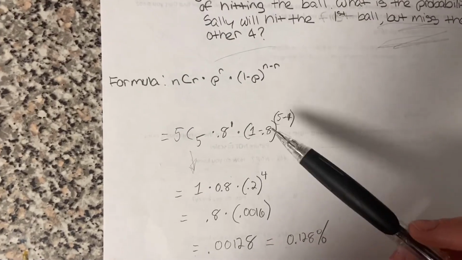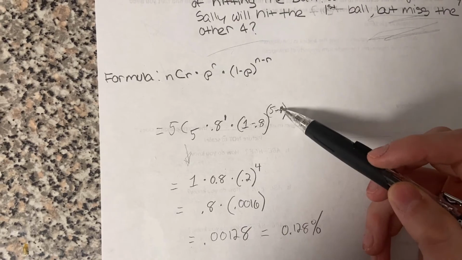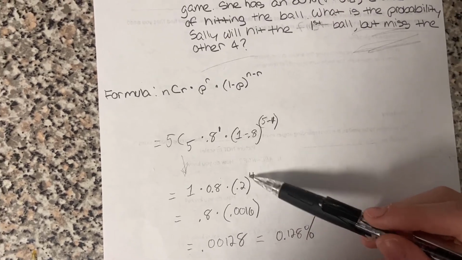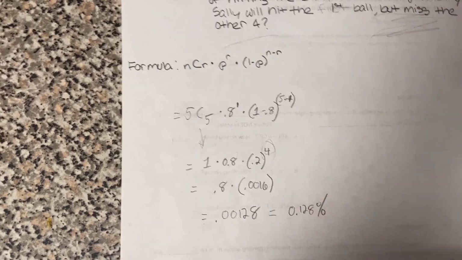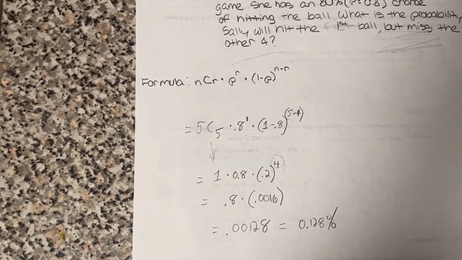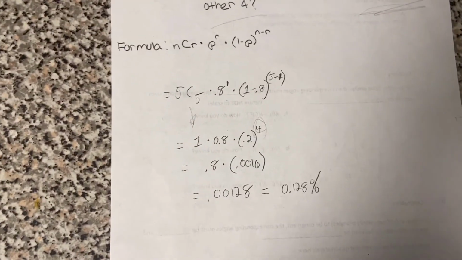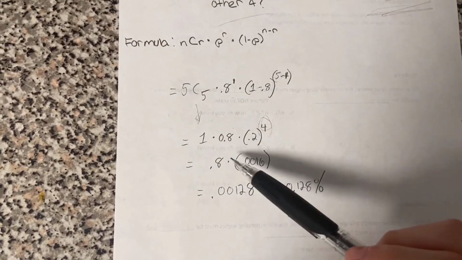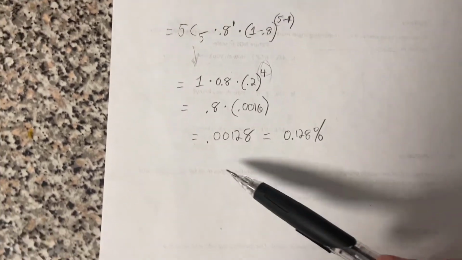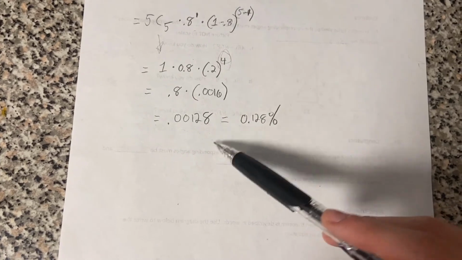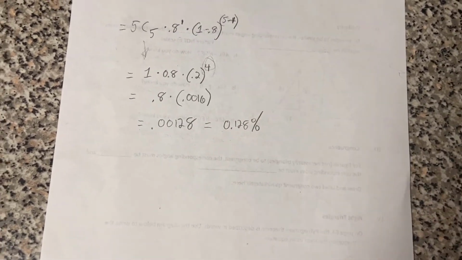And then it asks, but misses the other 4. So he put 1 minus 0.8 to the power of 5 minus 1, which is 0.2 to the power of 4, which is correct because Sally's going to miss 4 balls, and she has a 0.2 probability of missing a ball. So that ends up being 0.8 times 0.0016, which ends up being 0.00128. And he converted to percentages, which is 0.128%.